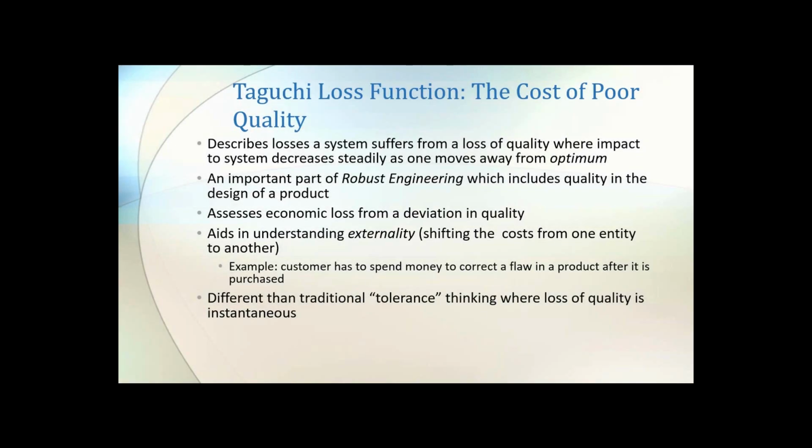Well, the Taguchi loss function is a good way to show the cost of poor quality by describing the loss in terms of a system. In this regard, the system is viewed not only from the corporation perspective, but from that of society. Taguchi's original writings stated that any time a product deviated from optimum quality, there was a loss to society.